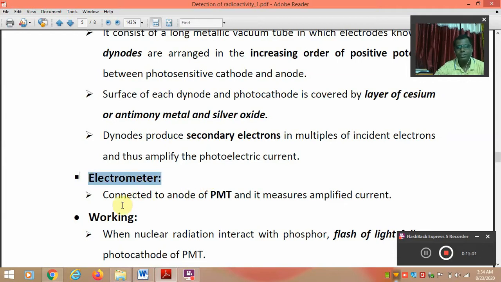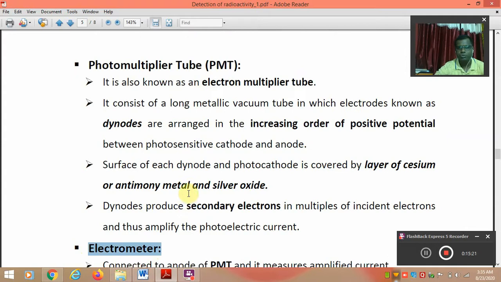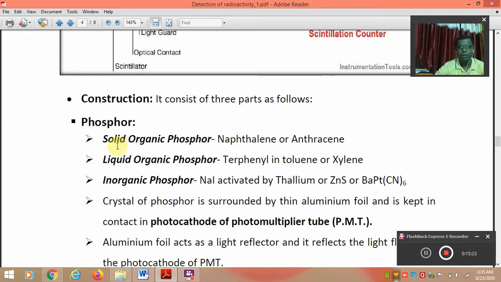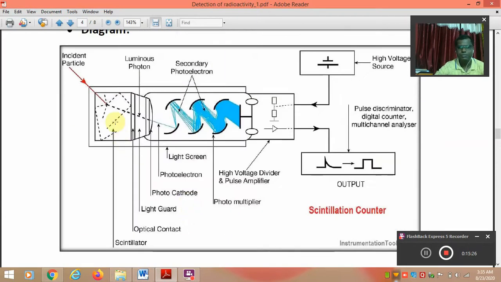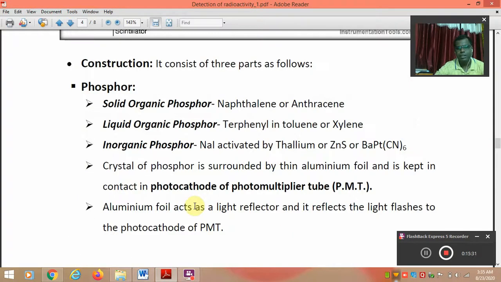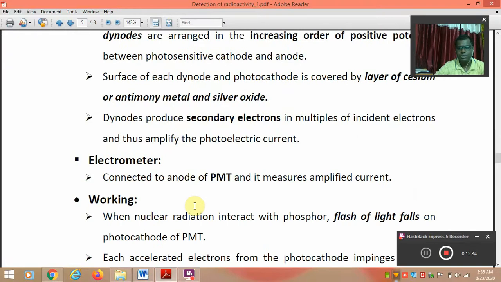So the electrometer is nothing but the readout device, and it is directly connected to the photomultiplier tube, and it measures the value of the amplified current. So after the amplification of current, this current is measured with the help of this component of the scintillation counter, which is called the electrometer. So it was a simple experimental setup of the scintillation counter, which consists of three parts: phosphor, photomultiplier tube, and the third one is the electrometer. So this is the construction of the experimental setup of this scintillation counter.